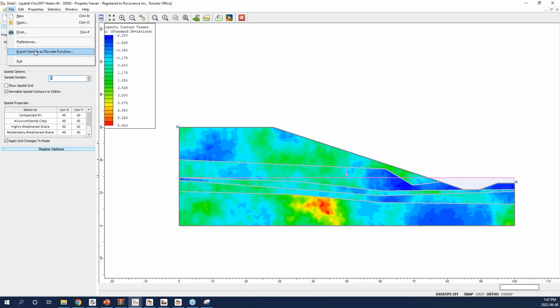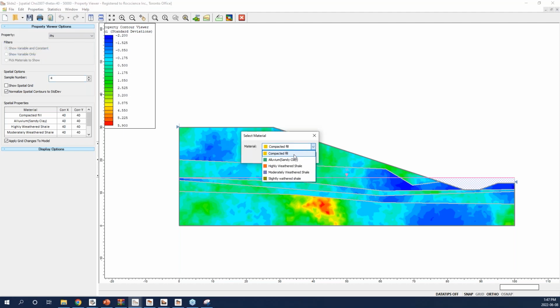So basically, for each layer, you can export the spatial field as a discrete function. Discrete function means that you have x, y value and c and phi. So you can define it at different locations. This is a material option in Slide 2. I'll show you in a few minutes.